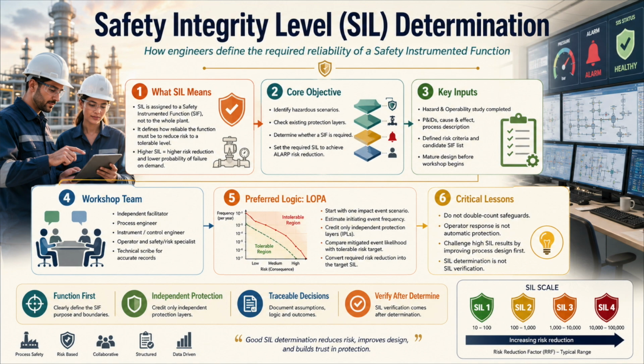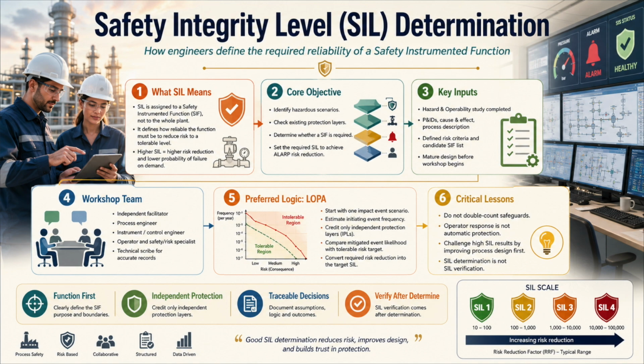In simplified form, mitigated event frequency equals initiating event frequency multiplied by the probability of failure on demand of each credited protection layer multiplied by the applicable conditional modifiers. The result is compared with the tolerable frequency target for that consequence category. When the calculated frequency is already below the target, an additional safety instrumented function may not be required, although further reasonably practicable risk reduction should still be considered.